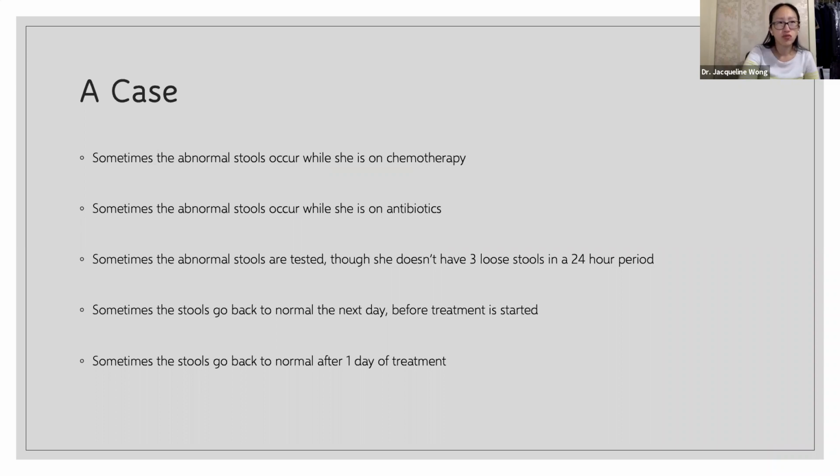Is it true symptomatic C. difficile infection each time? Because sometimes the abnormal stools occur while she's on chemotherapy. Sometimes the abnormal stools occur while she's on antibiotics. So she clearly has other causes for her symptoms.